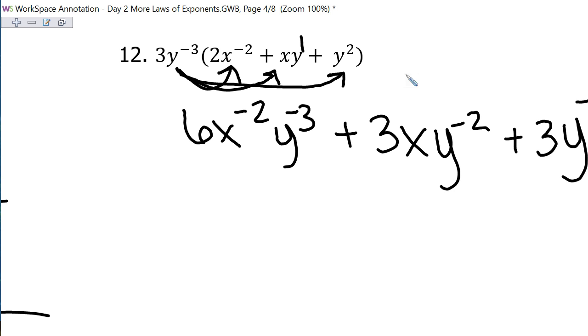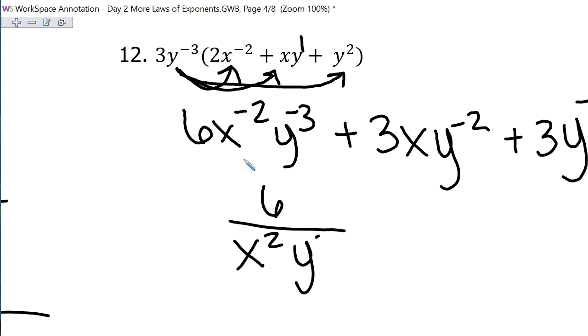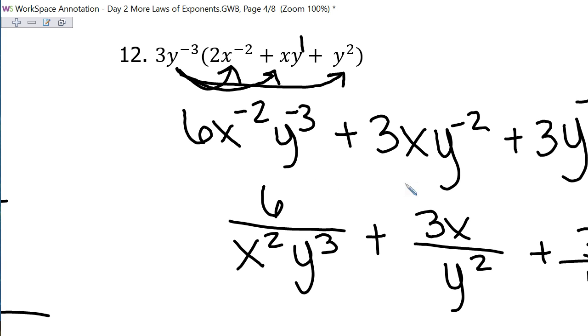No. So after you distribute, go ahead and take care of those negative exponents. So this would be 6, and what goes to the bottom? X squared, y cubed. And 3x stays on the top. Y squared goes to the bottom, 3 stays up top, y goes to the bottom. Can I add those? Are they like terms? No. In order to add them, I would have to get a common denominator. We're not going to go that far. We'll say that's our final answer.